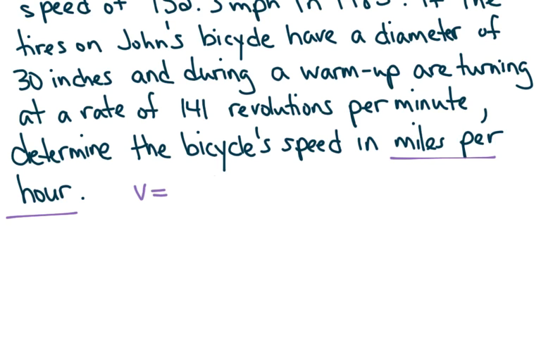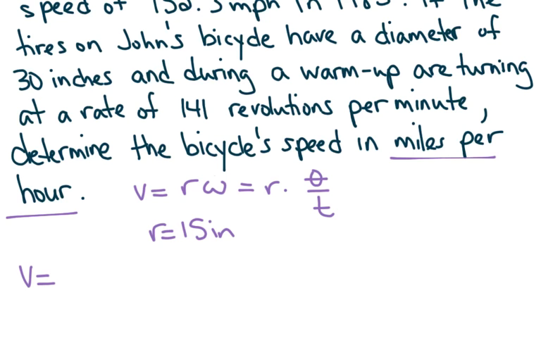So the linear speed is r times omega, which is r times theta over t, because we don't know what theta is yet. They just told us that it's 141 revolutions per minute. We're going to have to change that into radians per minute. The radius is 15 inches because they told me the diameter was 30 inches. But they want the final answer to be in miles per hour. If I do the problem as is, the answer is going to be in inches per minute.